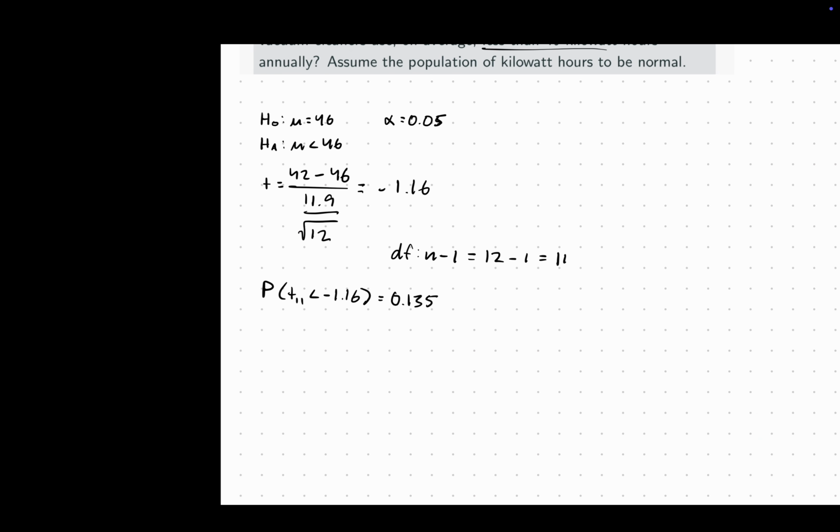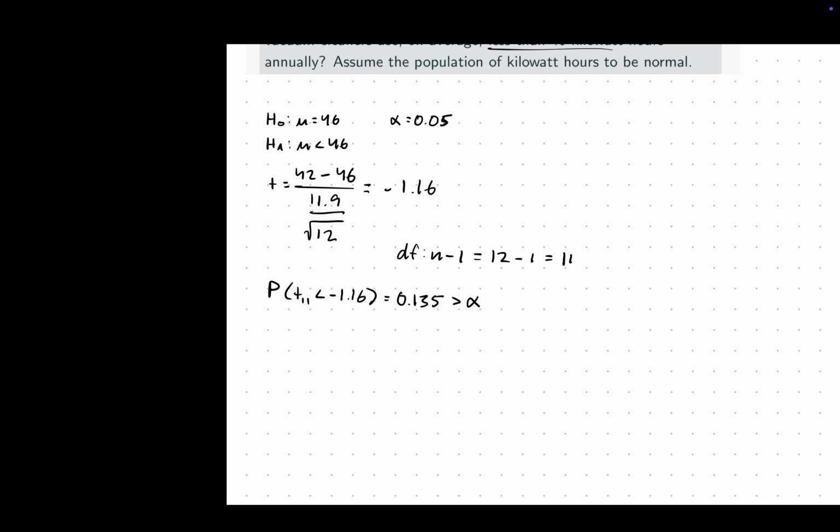And then since 0.135 is greater than our alpha value, which is 0.05, we fail to reject our null hypothesis. And so we can't accept our null hypothesis, but we can say that we don't have enough evidence to disprove our null hypothesis. Okay.